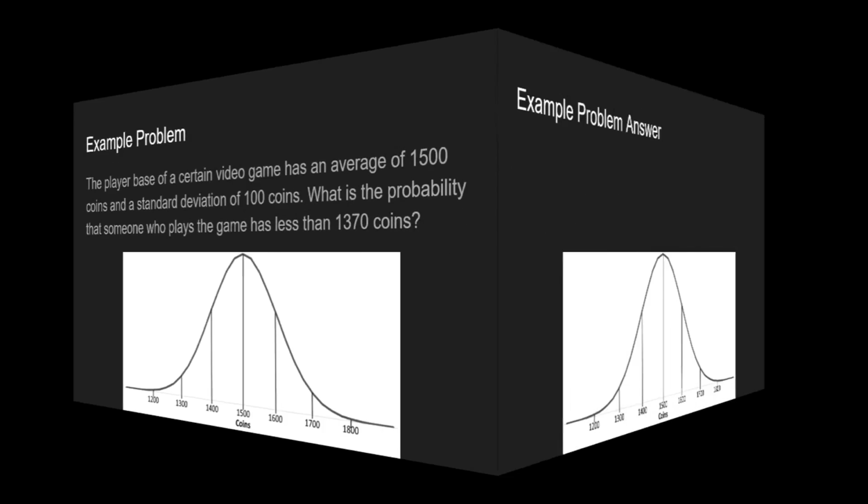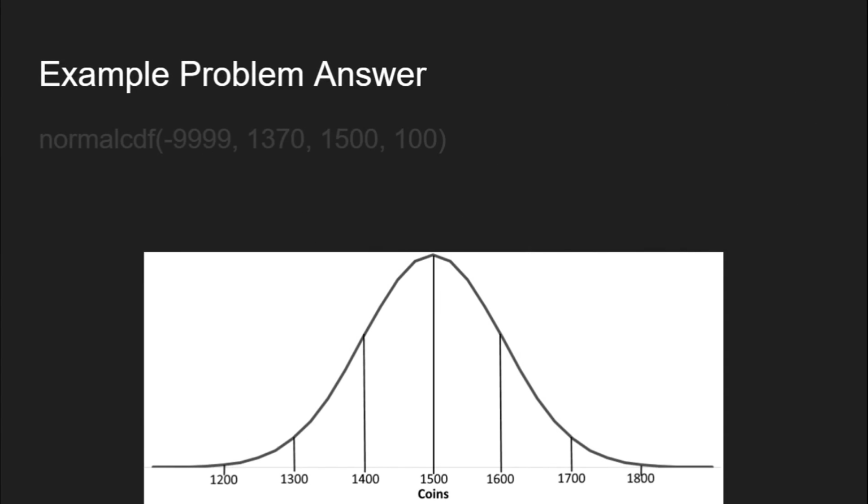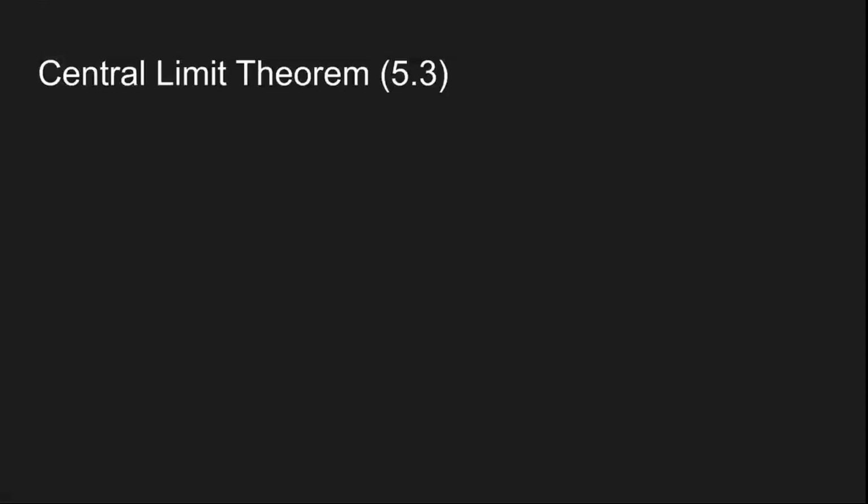Okay, let's look at the answer. So by using normal CDF with a really small lower bound, the upper bound as 1,370 coins, the mean as 1,500 coins, and the standard deviation of 100 coins, we will find that the probability is 0.0968.